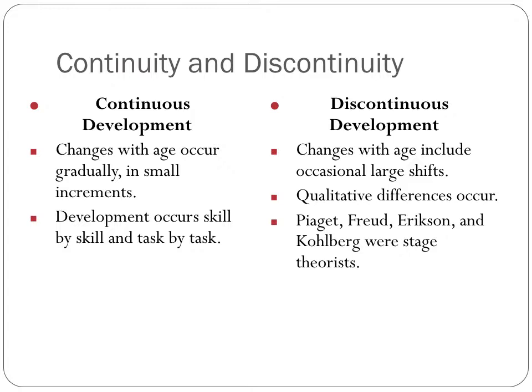So, continuity and discontinuity of development. The way to best think about it is continuous development is small, gradual increments. Development occurs skill by skill, task by task. It's not very noticeable. It's almost like a smooth line. And some of this will make more sense when we go to the next slide. But you're not going to notice a huge shift, even though changes are occurring.